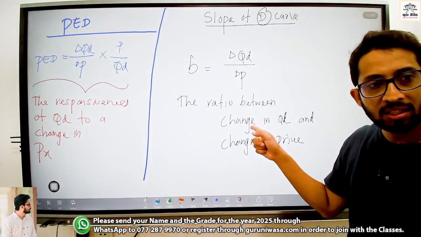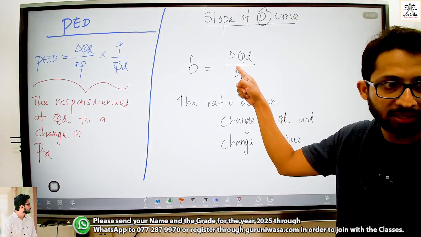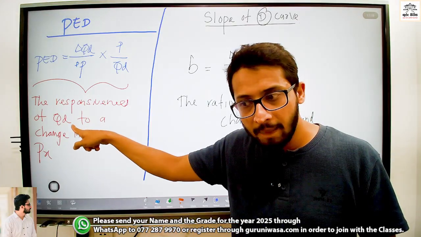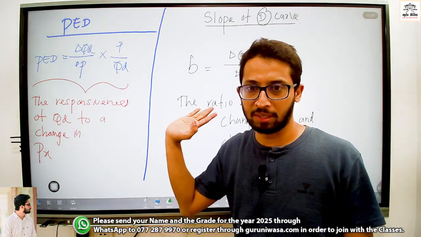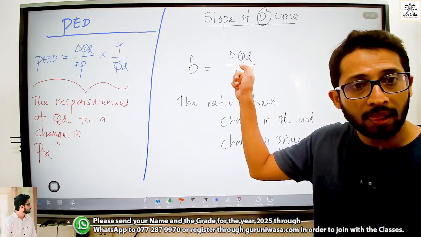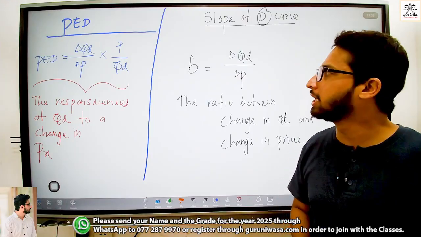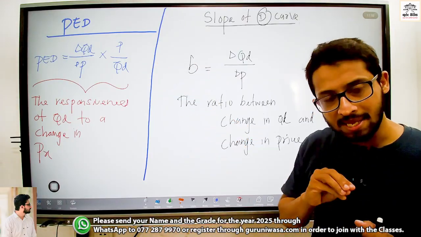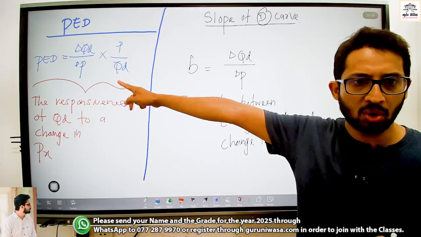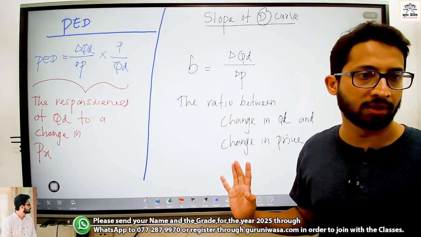Here, it's not talking about percentage. This is called absolute change, just change, not the percentage change. Here, percentage change. You get the point? This is the main difference between PED and the slope of the demand curve. Many students believe that both concepts are the same. No, look at the way of calculating: the equations are totally different, and the meanings are also different.